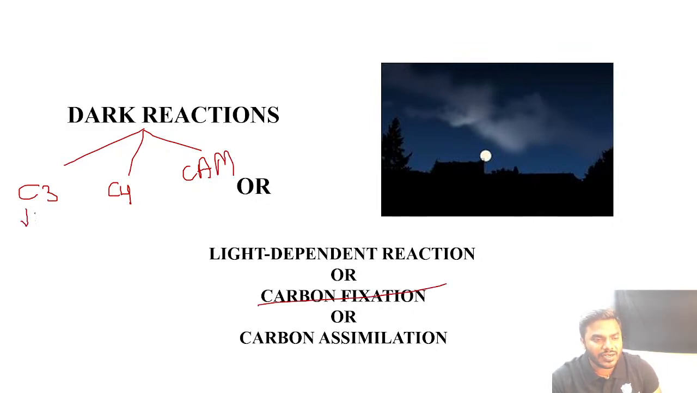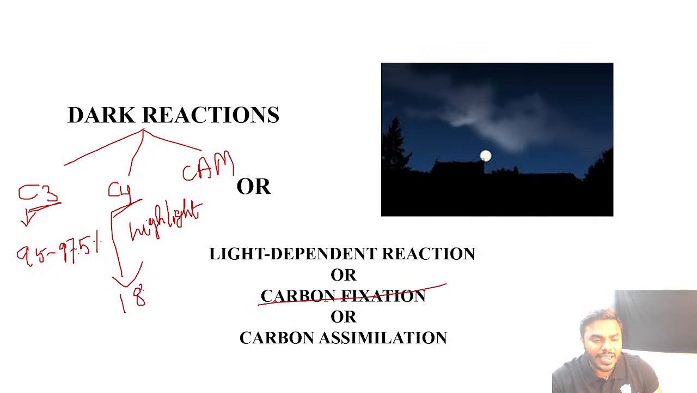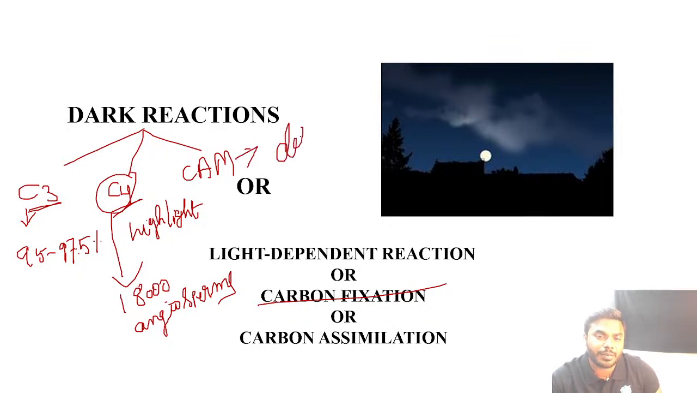I can tell you one interesting point. 95 to 97.5% of the plants on planet Earth follow the C3 pathway. C4 are especially the plants living in high light intensities. I can tell you one good line here: more than 18,000 types of angiosperms follow the C4 pathway. CAM plants, of course, are the desert plants.